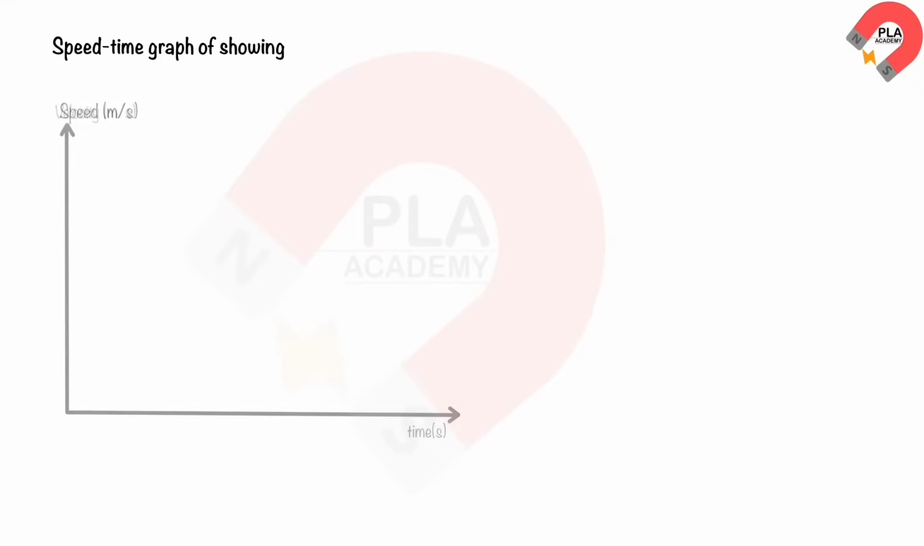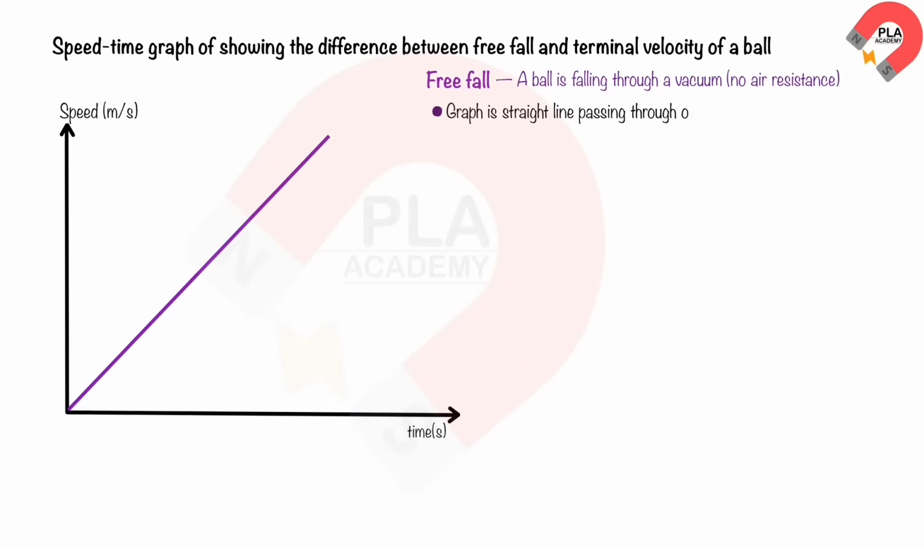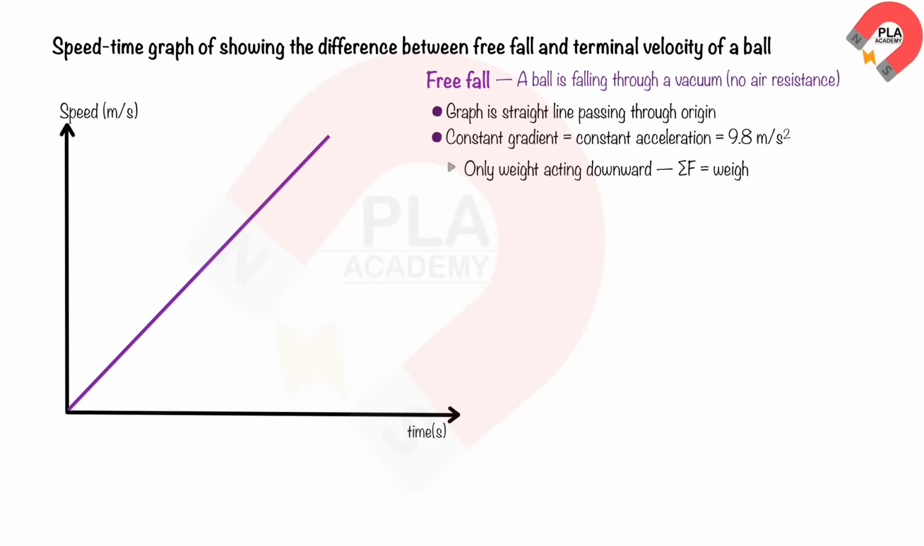Now the speed-time graph showing the difference between free fall and terminal velocity of a ball. When a ball falls through a vacuum, there is no air resistance acting on it. This is called free fall. The speed-time graph of this scenario is a straight line passing through the origin. The constant gradient represents the ball's constant acceleration due to gravity, which is around 9.8 meters per second squared. This is because the only force acting on the ball is its weight acting downwards, so the resultant force is the weight.